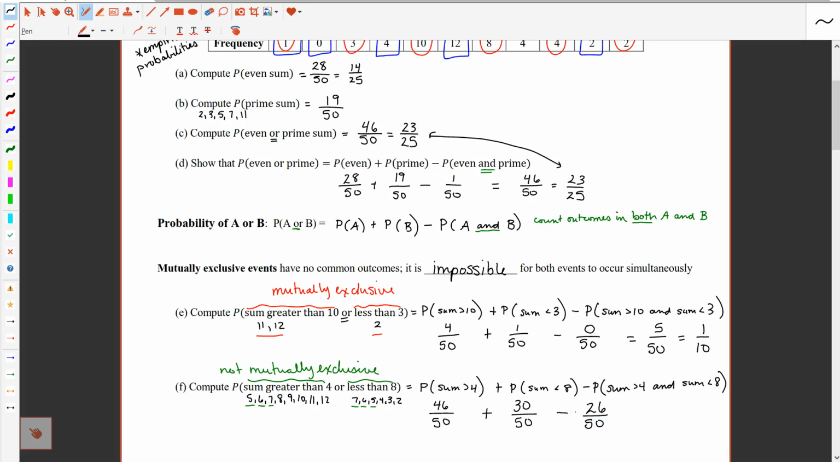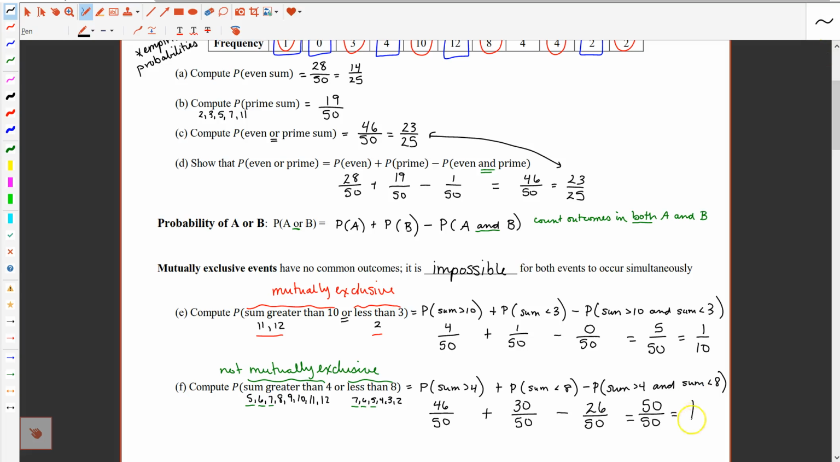We want to subtract that off. Those are the outcomes that we double counted in these numerators. So adding all of these numerators, since I already have common denominators, 46 plus 30 minus 26 gives us 50. So I get 50 trials that satisfy this out of 50 trials total. Hey, that simplifies to 1. This ends up actually being a certain event for this particular case. The probability of getting a sum greater than 4 or a sum less than 8.